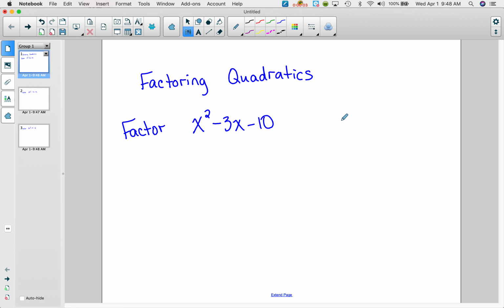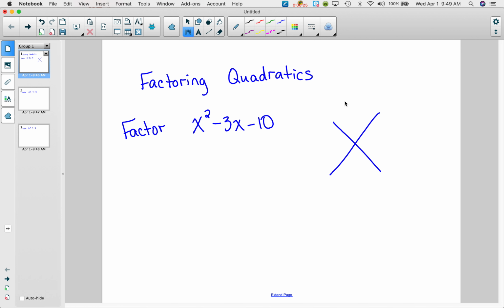Okay, here's just a little short review on how to factor quadratics. So if you needed to factor x squared minus 3x minus 10, and the ones I'm doing today do not have a greatest common factor, so you don't have to worry about a GCF, because normally that's what you'd always check for first.